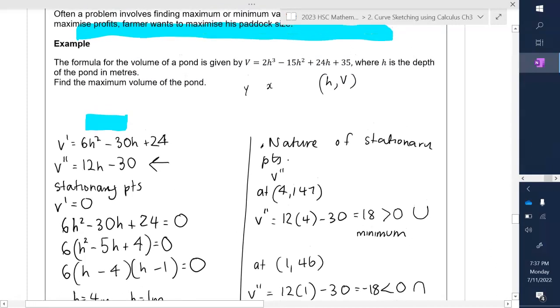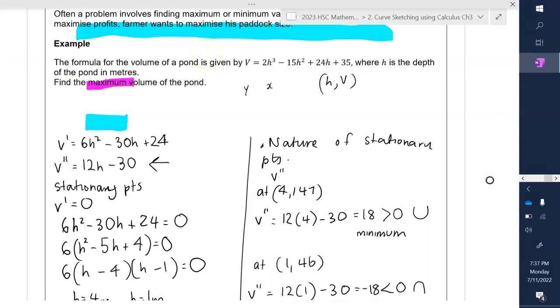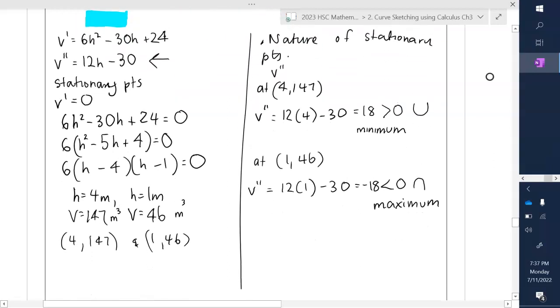It says the formula for the volume of a pond is given by this, where H is the depth. Find the maximum volume of the pond. So if you have a look at what we've done down here, I think what most people would have done, if they weren't sure about their calculus, they would have gone, okay, here's a volume on our stationary point that gets us 147 cubic meters. That must be the maximum volume of our pond, but that's not going to be the case.